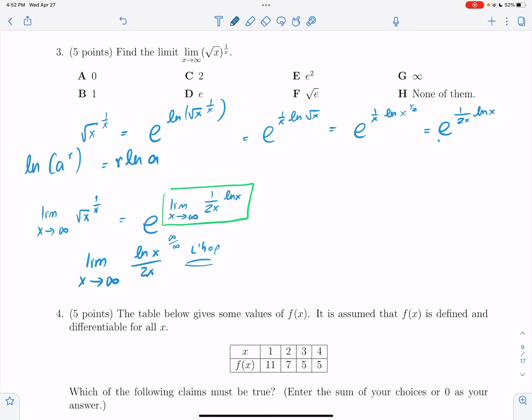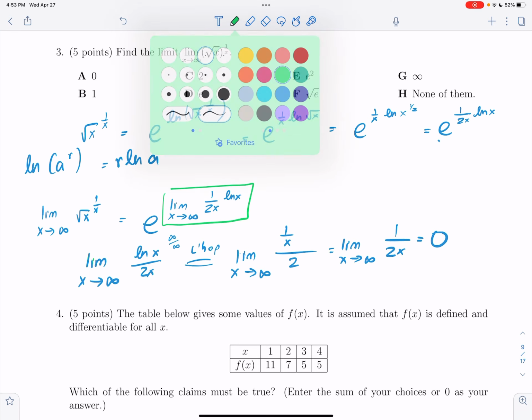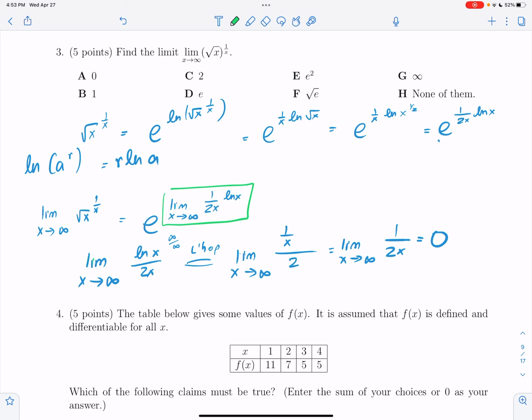So by L'Hopital, what do you have? You have that this is the limit as x approaches infinity. What is the derivative of log x? It is 1 over x. What's the derivative of 2x? It is 2. So this is the limit as x approaches infinity of 1 over 2x. And in this case, that is 0. So that is your limit.